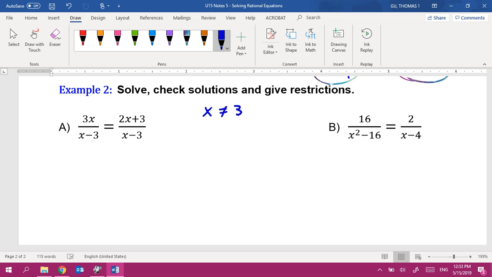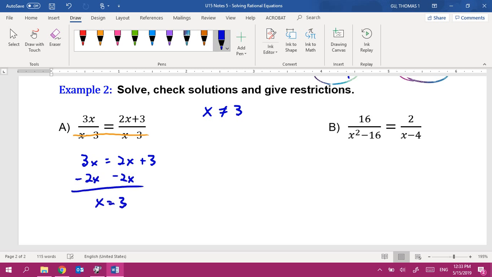Just cancel out x minus 3, right? I don't need to find the LCD or anything. No. Why? Because it's already the same. That's right. So we don't need those. So what's left? 3x plus something, and how do I solve for x? Subtract 2x. So x equals 3.